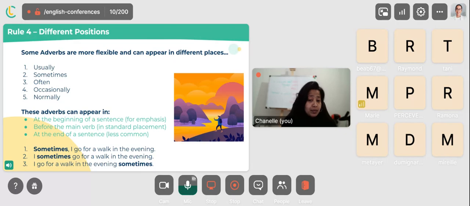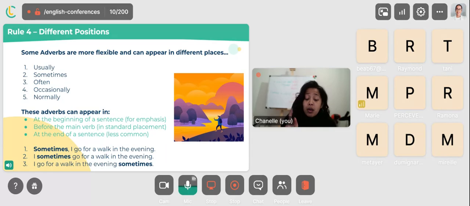Rule 4. Different positions. Some adverbs are more flexible and can appear in different places. For example, you've got usually, sometimes, often, occasionally, and normally. These adverbs can appear at the beginning of a sentence for emphasis. For example, sometimes I go for a walk in the evening. I want to emphasize that it is sometimes.